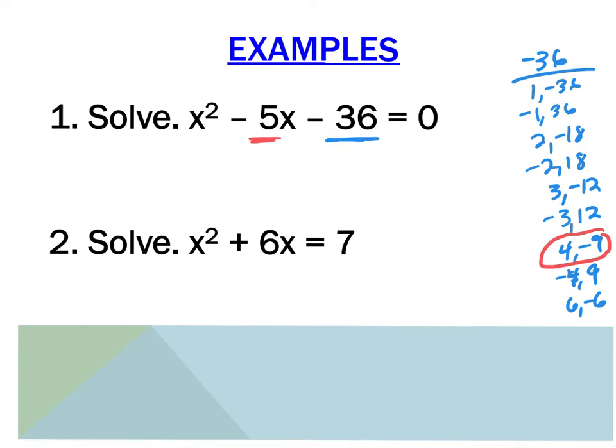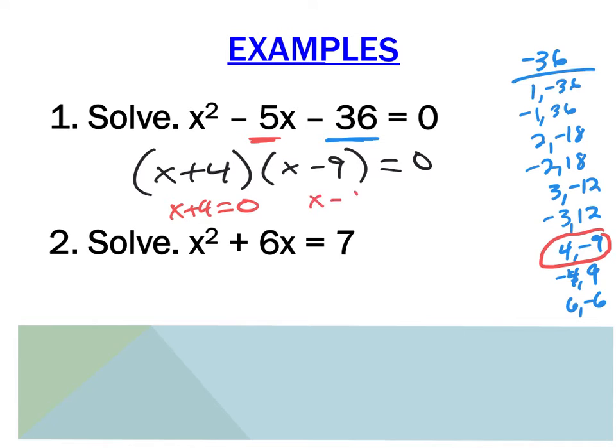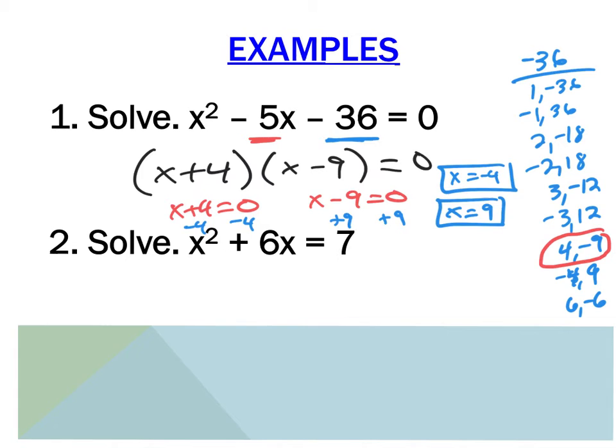And so that would factor to x plus 4, x minus 9 equal to 0. Once you have that factored, now we're doing that zero product property that says, well, then that means x plus 4 equals 0, or that means x minus 9 equals 0. If you solve the first one by subtracting 4 over, we get one answer of x equals -4. And if I subtract the other one by adding 9 over, the other one ends up being +9. And so these would be my two solutions for number 1 there.